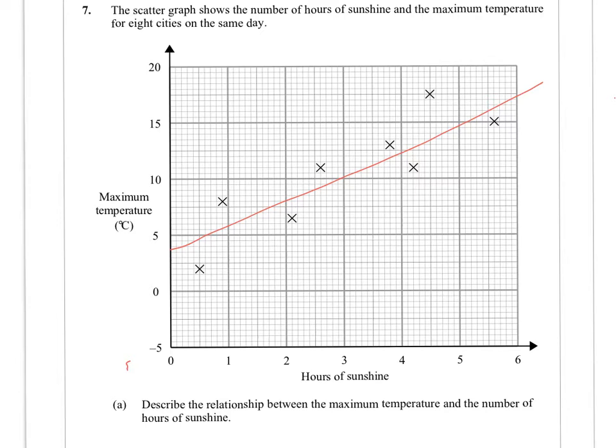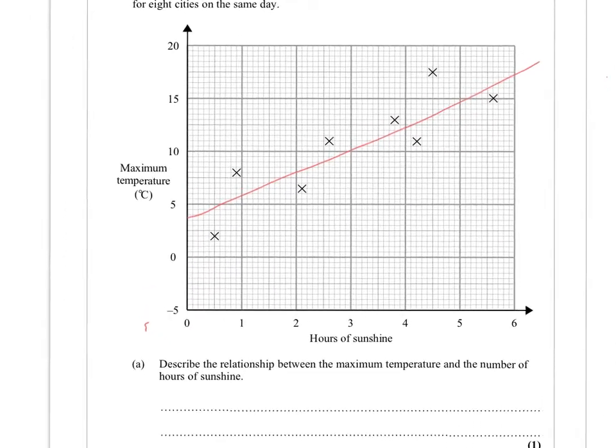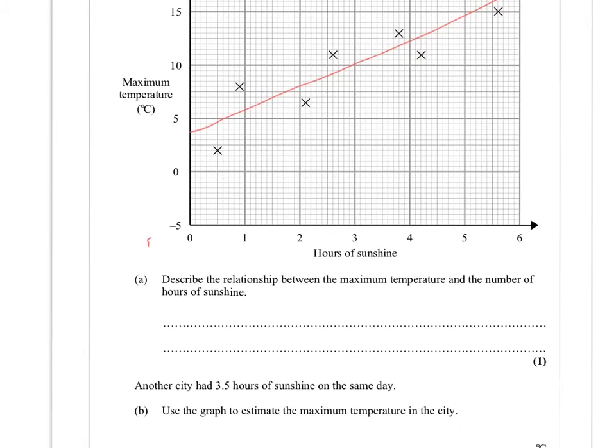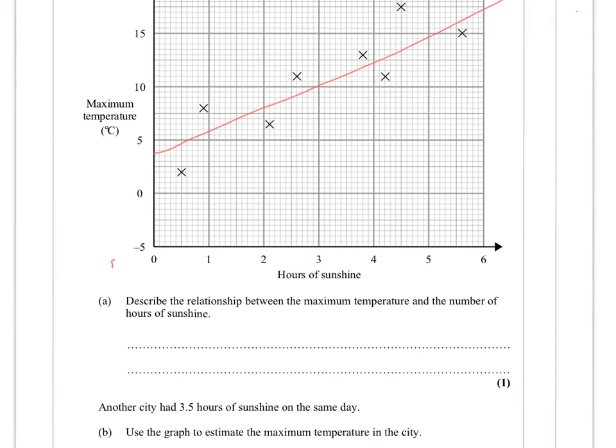So what does it say? Scatter graph shows the number of hours of sunshine and the maximum temperature for 8 cities on the same day. It says describe the relationship between the maximum temperature and the number of hours of sunshine. So with the line of best fit, you can see that they are increasing. So maximum temperature increases as the hours of sunshine increase.